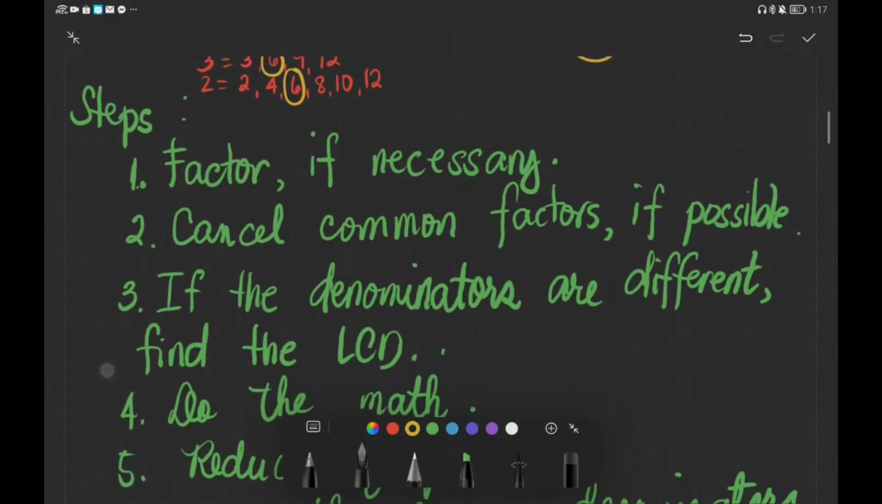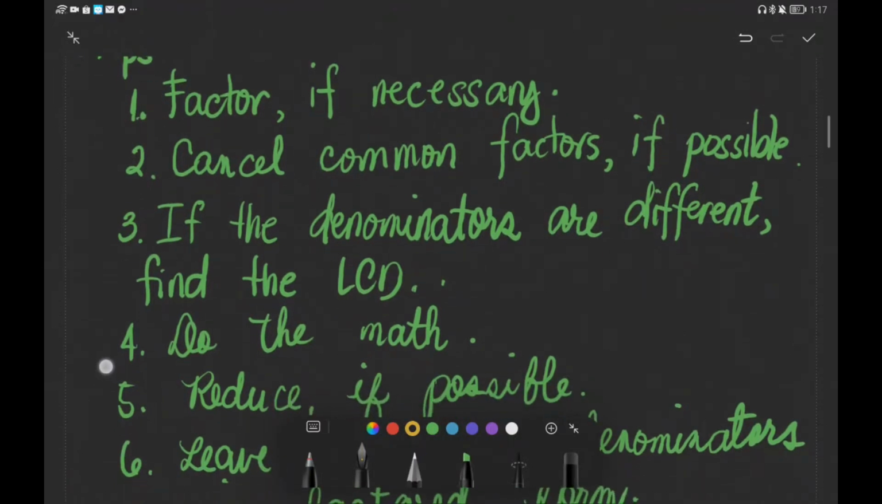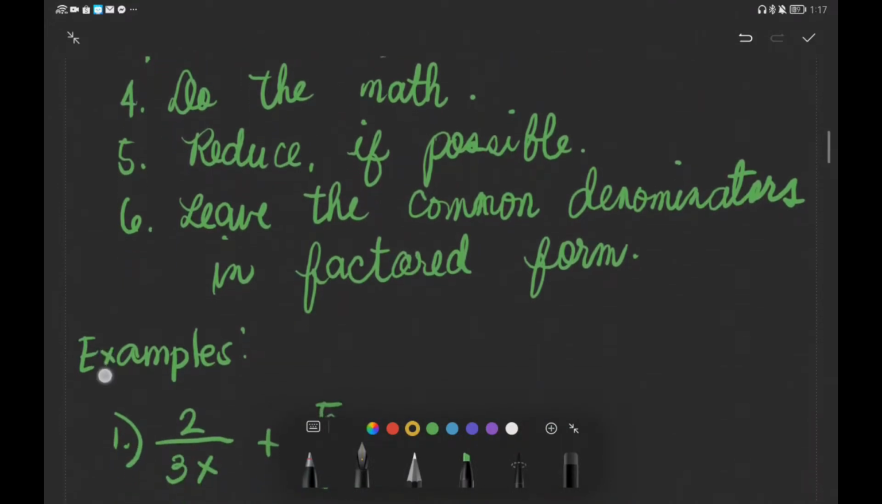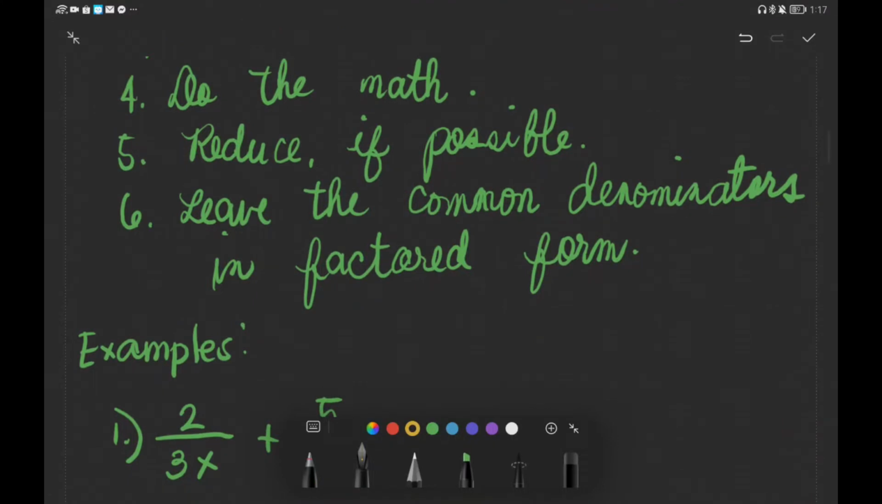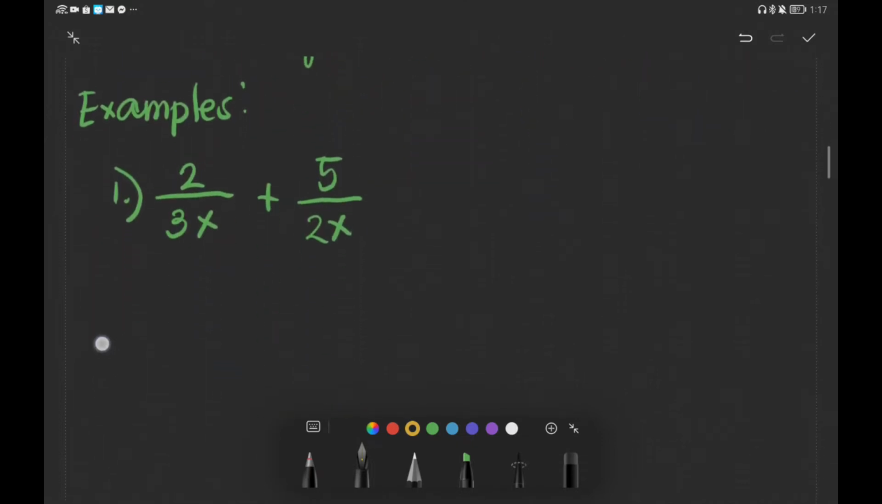Step number 1, factor if necessary. Cancel common factors if possible. If the denominators are different, find the LCD and do the math. Step 5, reduce if possible. Step 6, leave the common denominators in factored form. Now let's have example number 1.